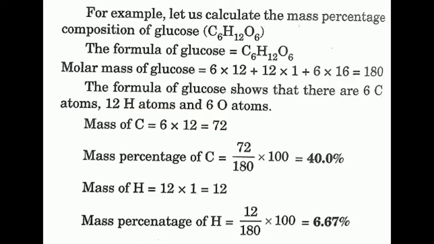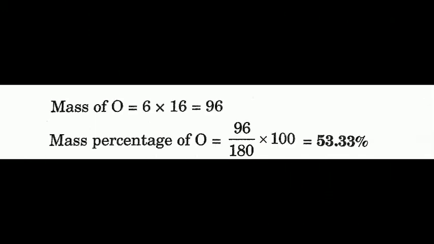In the same way, mass of hydrogen is 12 into 1. In the formula there are 12 hydrogens and 1 is the atomic mass of the hydrogen. So 12 into 1 will become 12. So mass percentage of hydrogen in glucose will become 12 by 180 multiplied by 100 is equal to 6.67%. In the same way, the mass percentage of oxygen will become 96 by 180 into 100, which is 53.33%. From where does the 96 come? 6 into 16 is equal to 96 because there are 6 oxygen in the glucose and 16 is the atomic mass of the oxygen, as we know this.